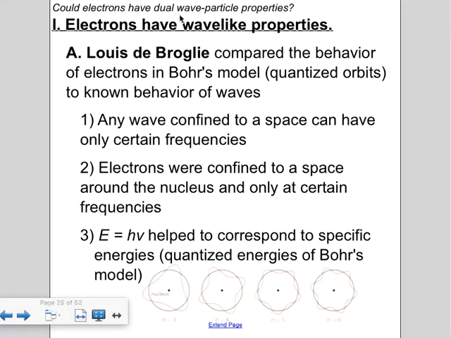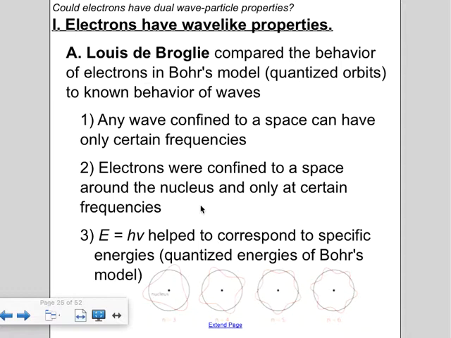First question here: could electrons have dual wave-particle properties like light? Yes, they can. So Louis de Broglie compared the behavior of electrons in Bohr's model, which he had theorized had each orbit quantized for a certain amount of energy, to known behavior of waves. So any wave confined in a space can have certain frequencies. Frequency is how many waves pass through a point in a certain time frame. Electrons are confined to a space around the nucleus and only at certain frequencies.